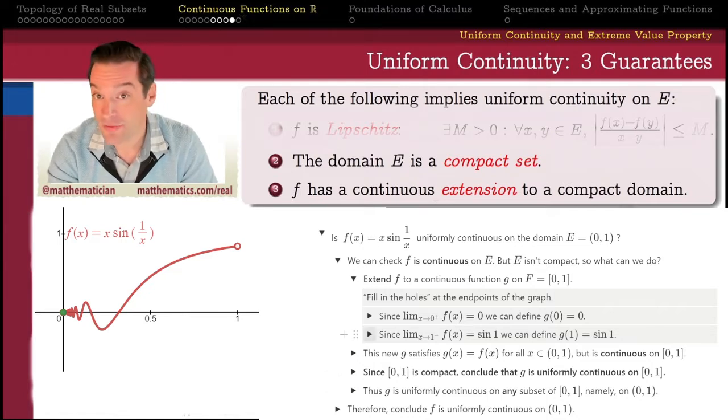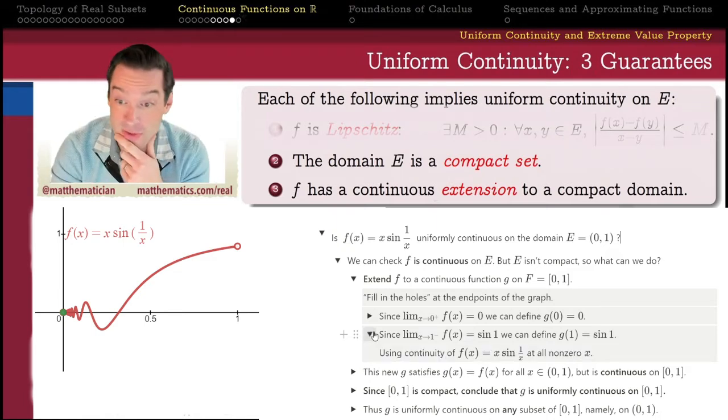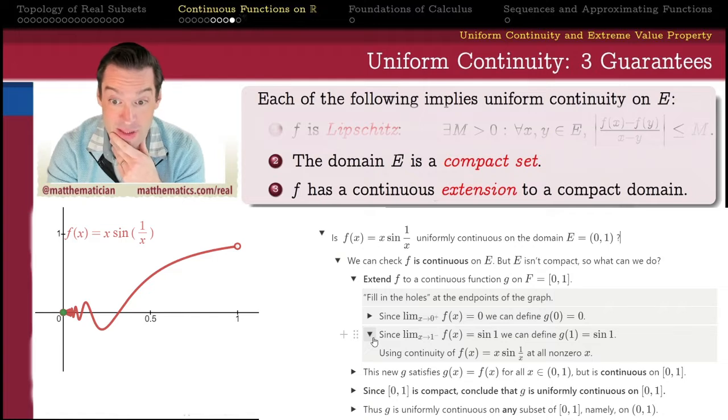As we approach 1 from the left-hand side, f of x has a limit. That limit is a finite real number. It's the sine of 1. Right? Just using the continuity of the function f of x equals x times the sine of 1 over x. We know it's continuous at least at every non-zero value of x.